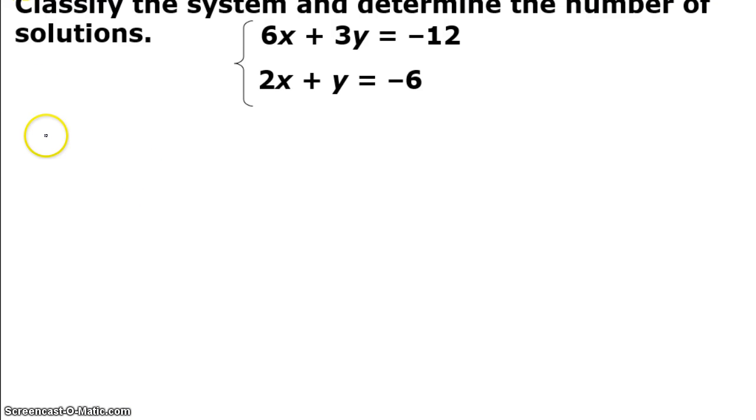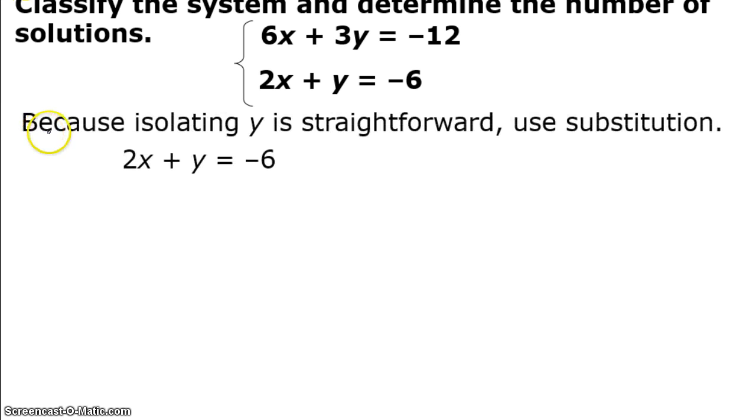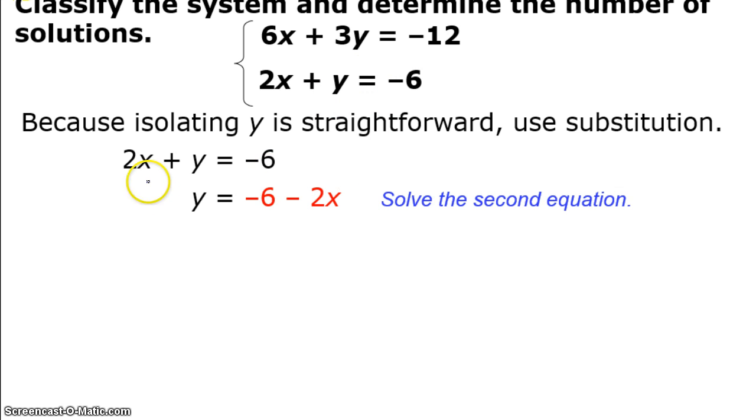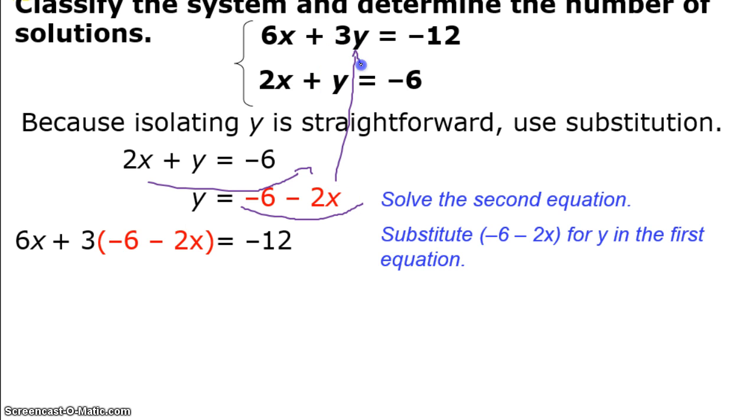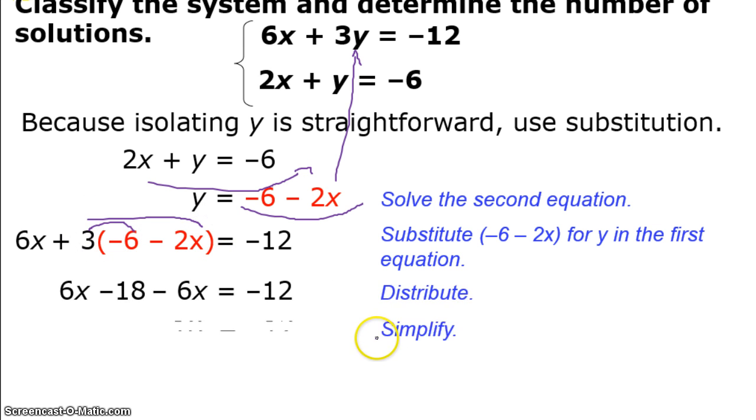Alright, so we're back. Let's see how you did. We are going to isolate the y. So that means we're going to move that 2x over. Now we're going to take that y value and substitute it back up into that first equation. And did you put your parentheses around your expression? And then did you distribute your 3? If you did that, you ended up with 6x minus 18 minus 6x equals negative 12.